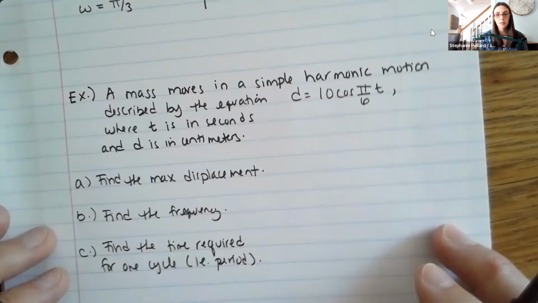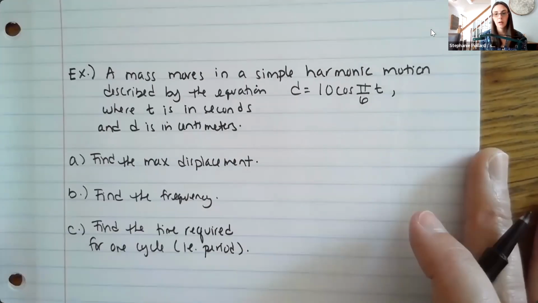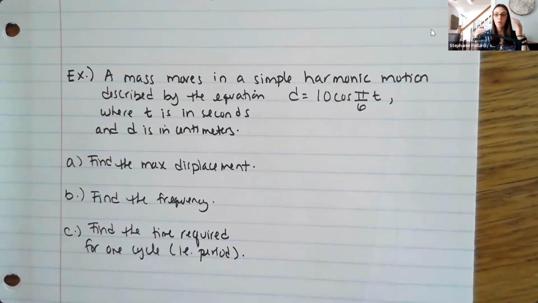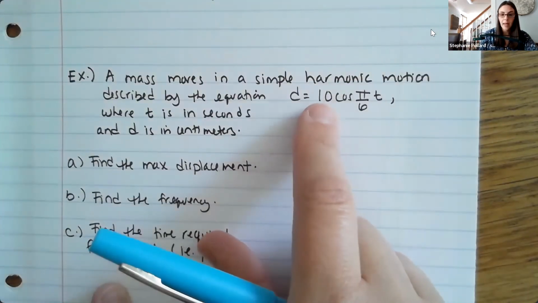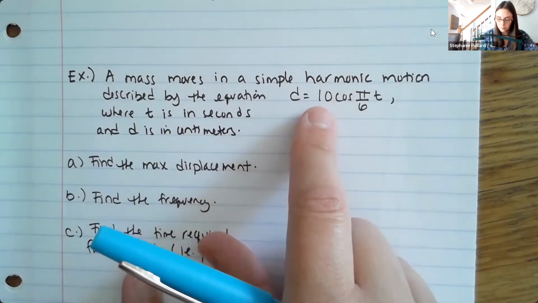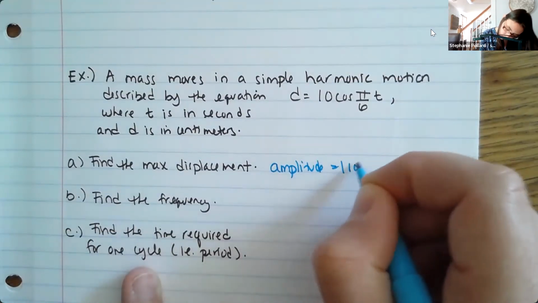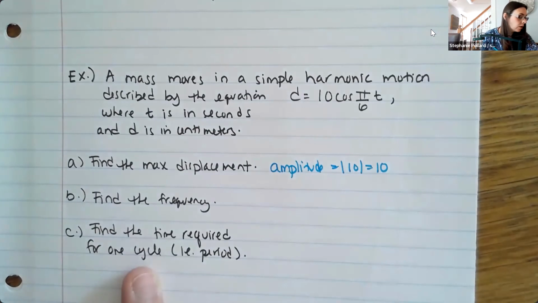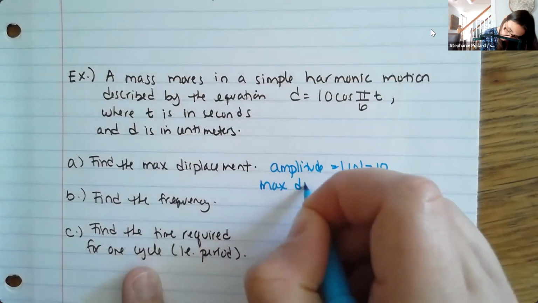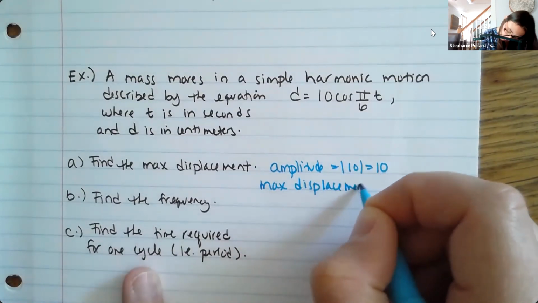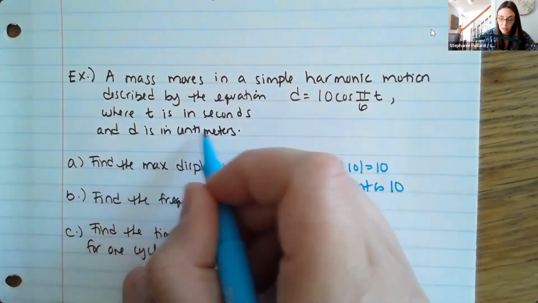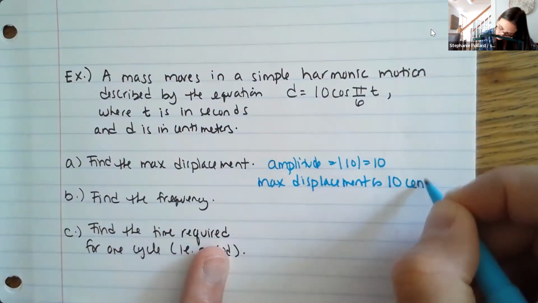Now remember first, displacement is how far that spring or object would move from rest, right? So going below and above. And that's found by using your amplitude here. So your max displacement is going to be based on this amplitude. So that's also going to be your max displacement here. So the max displacement is 10, and then just be careful, we're in centimeters. So 10 centimeters.